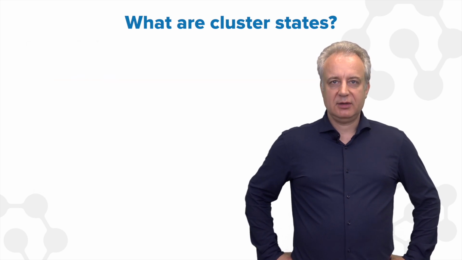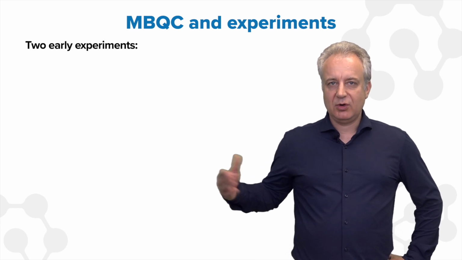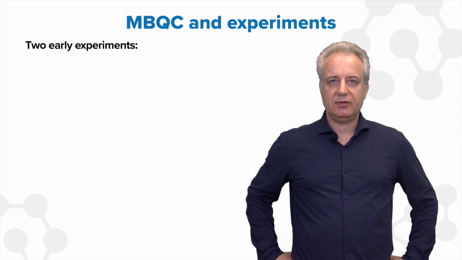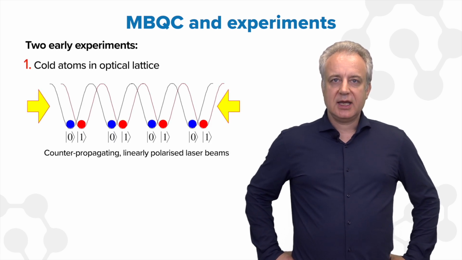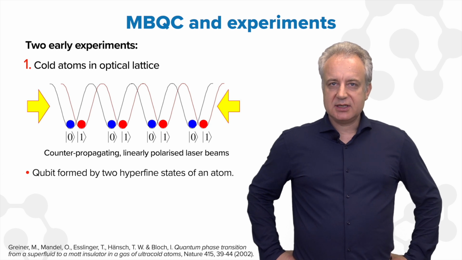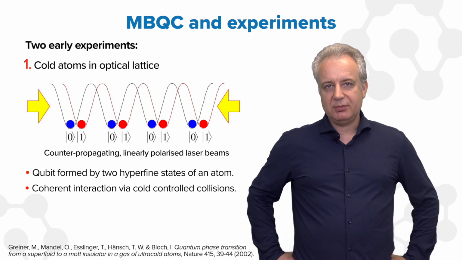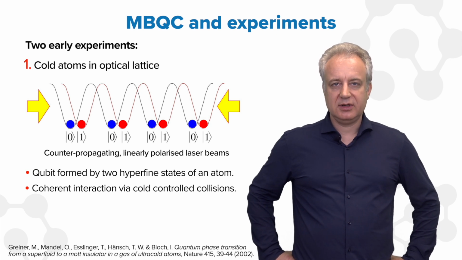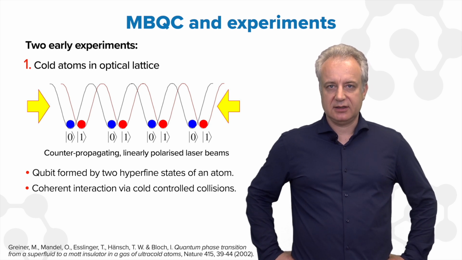So that's all I had to say about cluster states at this moment. Let us proceed to experiment. There are 2 early experiments. Of course, more experiments have been done, but I'd like to review 2 of the early experiments performed in measurement-based quantum computation. The first of them was performed at a spatial distance of about 500 meters from where cluster states were invented, at a temporal distance of maybe 2 years. So shortly after cluster states were discovered, they were implemented. The first experiment was with cold atoms in optical lattices.